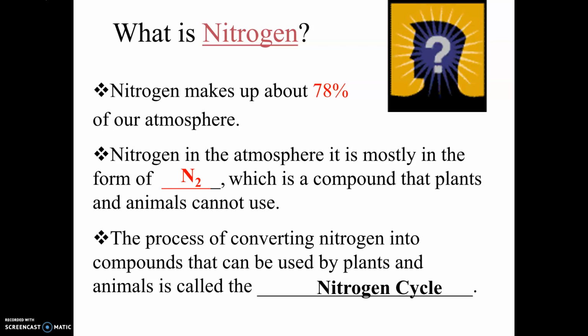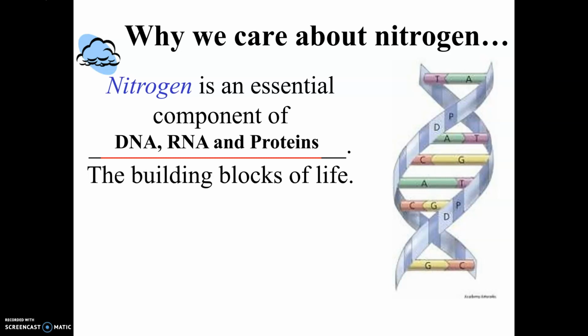Now, why do we care about nitrogen? We care about nitrogen because nitrogen is an element that all living organisms have to have. It's an essential component of DNA, RNA, and proteins, which are our building blocks of life. Remember that when we learned about DNA, we learned about something called nitrogenous bases. These bases, your A's and T's and C's and G's, those are the bases that hold together your two strands of DNA. You can't have DNA without nitrogen, so if there's no nitrogen, there's not going to be any living things.